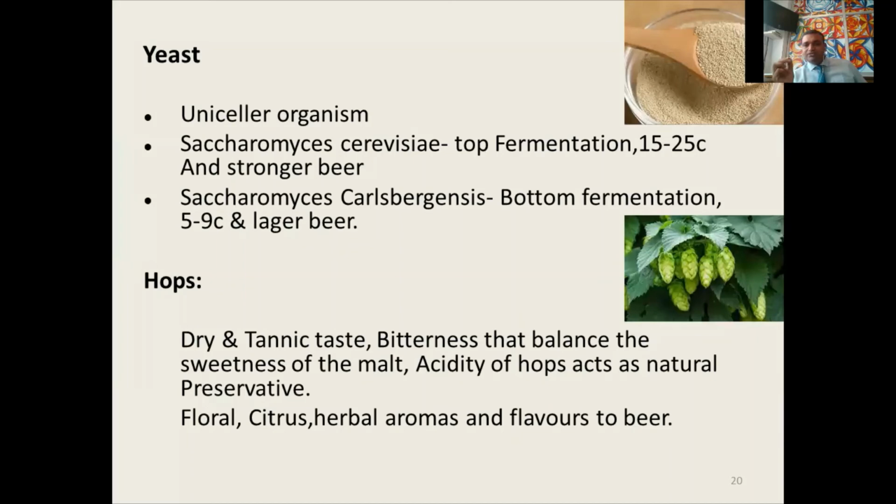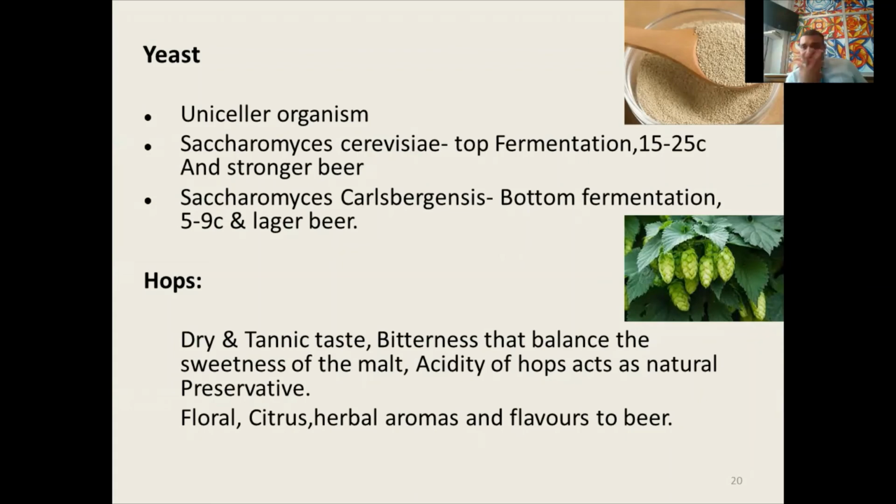In the beer process, we use two types of yeast. One is Saccharomyces cerevisiae. The second is Saccharomyces carlsbergensis. I repeat, Saccharomyces cerevisiae and Saccharomyces carlsbergensis. Why? What makes the difference? Saccharomyces cerevisiae is a type of yeast which we add in the fermentation tanks.